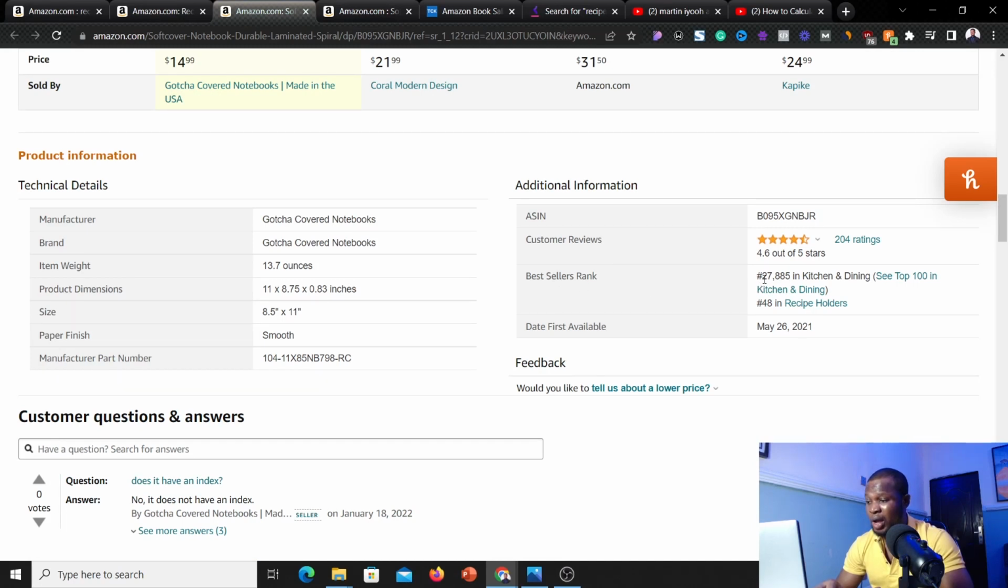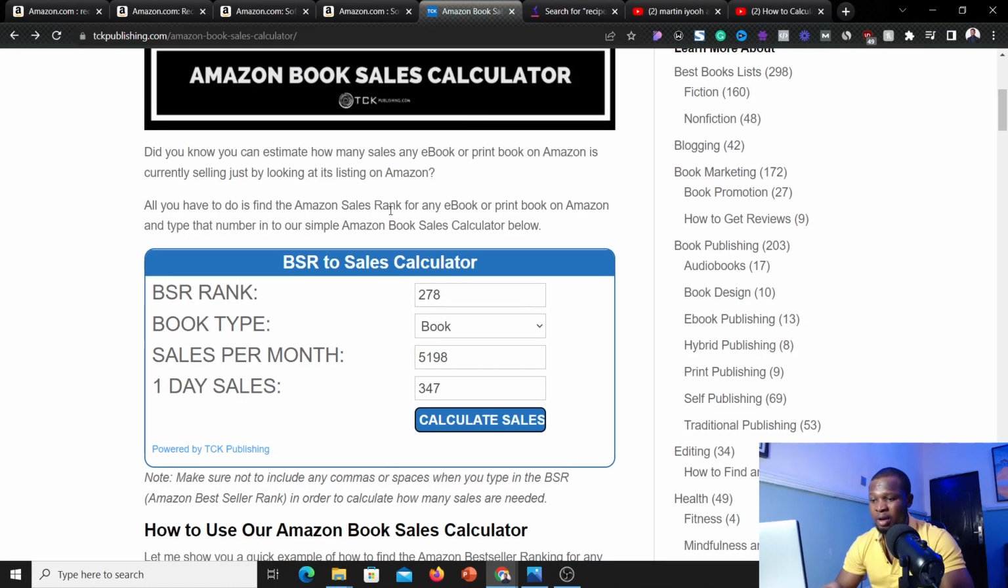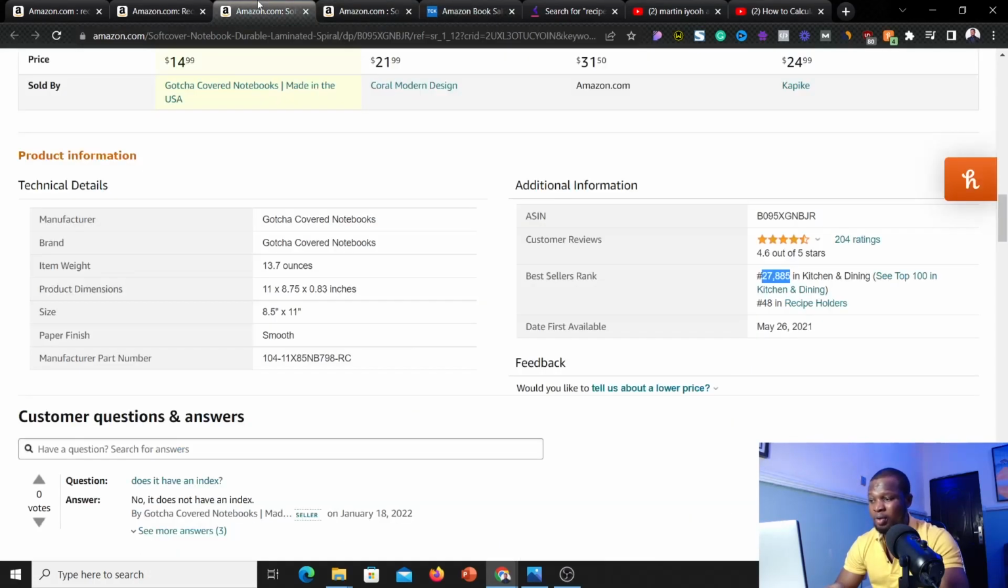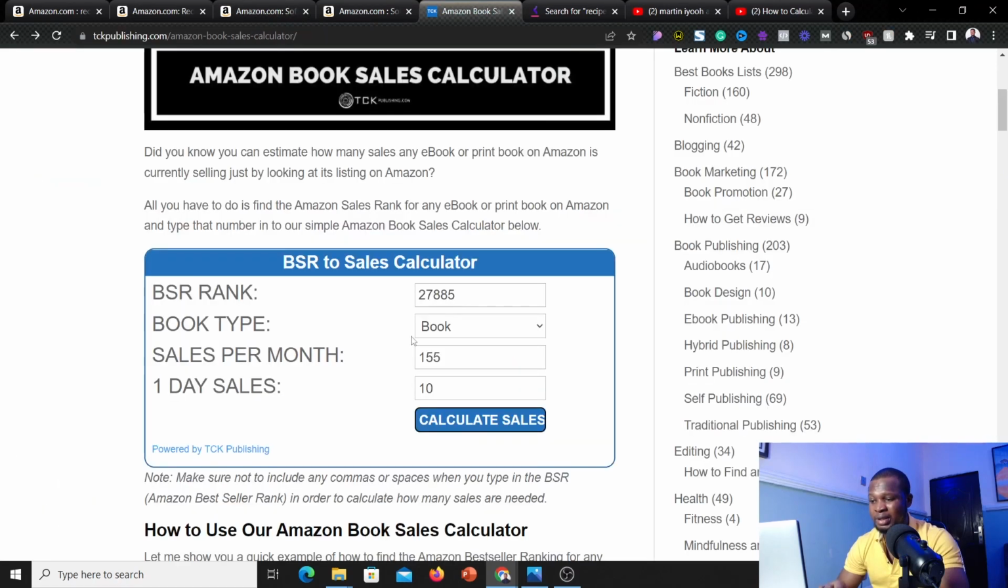We are going to copy this number and go over to this Amazon book sale calculator and input that same number here, and remove the comma. This is a printable book, so it's going to be a book. Then we'll click on calculate sales. Now you can see that this particular one is selling 10 books every day and 155 book sales per month.